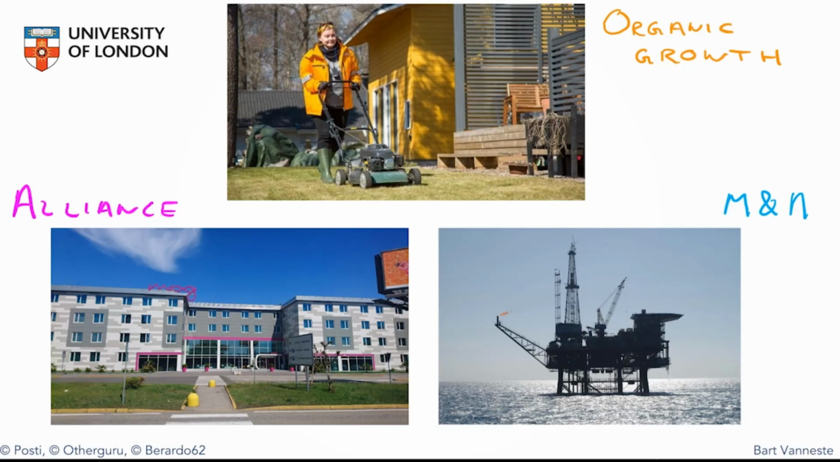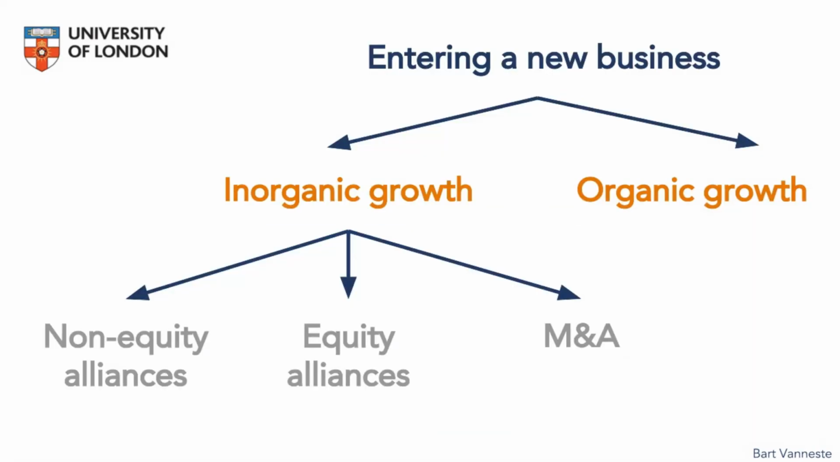M&A stands for mergers and acquisitions, but we don't really care so much about the difference between a merger and an acquisition. So I'll be talking about an M&A or an acquisition interchangeably. If you're considering diversification, then we can describe the main choices that you have using something called a growth tree. Let's walk through the tree step by step.